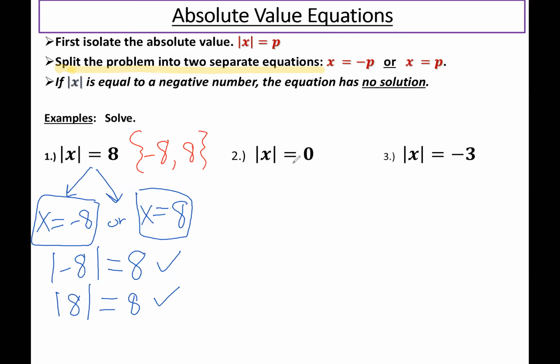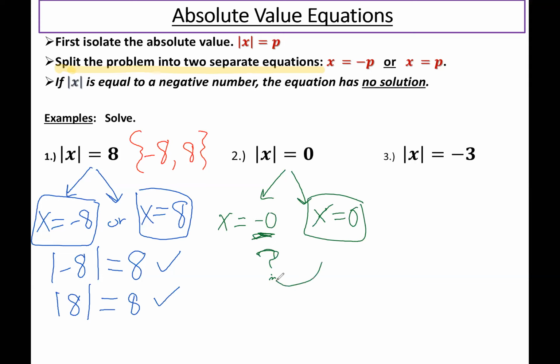The absolute value of x is equal to 0. Okay, on the previous slide, we actually saw if this is the case, then you have just one answer. x is equal to 0 is your only answer. But if you forgot that, you could technically split it up into two equations. x is equal to negative 0 or x is equal to 0. But the thing is, negative 0, what is that? That's just 0, okay? So really there's just one answer.